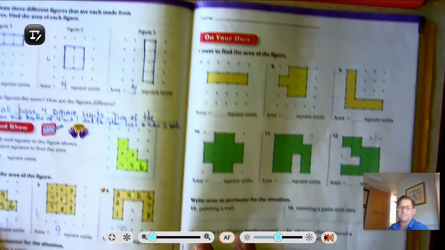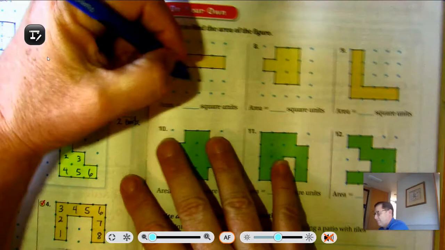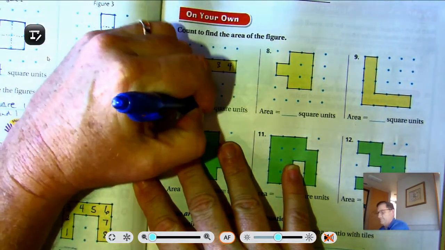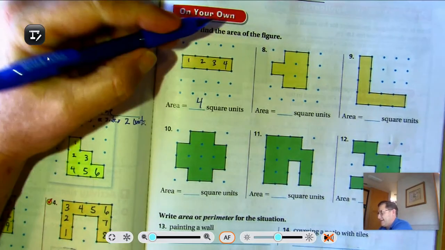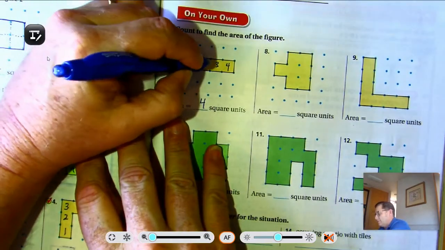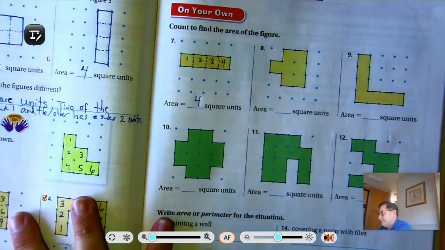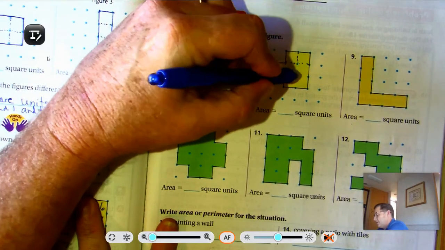Number 7. Count to find the area of the figure. 1, 2, 3. If you want to put the little dash lines to indicate the squares, easier, go ahead. Okay. Number 8. I'm going to go ahead and put in all the dashed lines real quick.